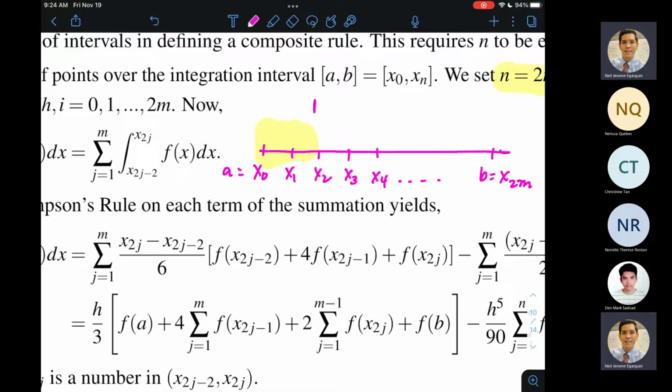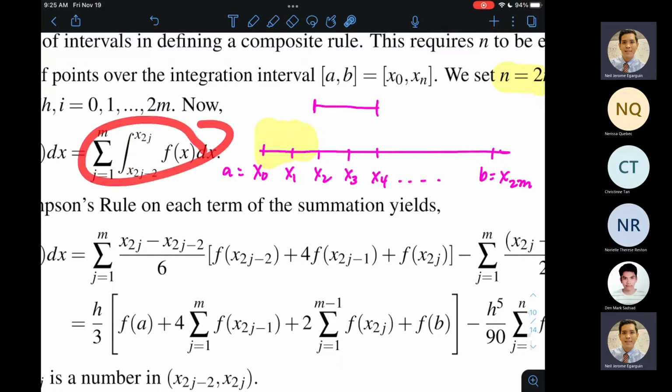Tapos, dapat dalawang subintervals yung dadaanan ko. Yung second iteration ng Simpson's rule ay mangyayari over x2 to x4. And then the next iteration will happen from x4 to x6, and then from x6 to x8, and so on. And looking at that pattern, lagi lang pala ako nag-i-integrate mula sa isang even subscript papunta dun sa susunod na even subscript. So that's how we got this. Walang overlap na nangyayari.